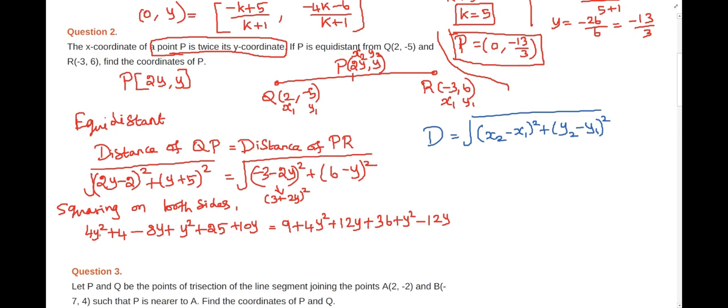Now cancelling the corresponding terms, 4y square cancels, and y square is also cancelled. Now the remaining terms on the left side are -8y plus 10y, which means 2y plus 29, which is equal to, 12y cancelled. So 36 plus 9, it's 45.